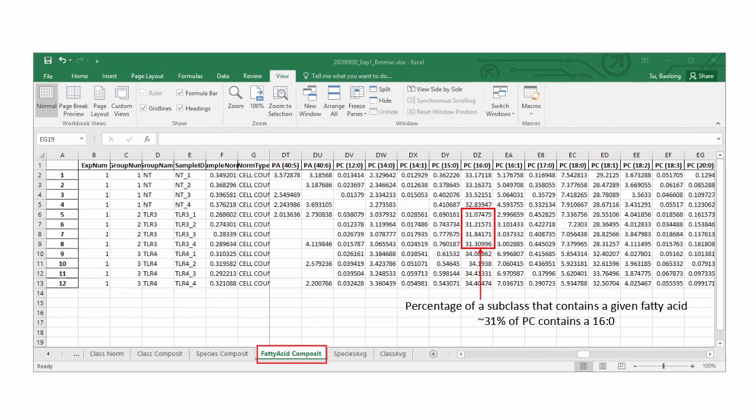Likewise, the Fatty Acid Composition tab calculates the percentage abundance of all species within a subclass that contain a specific fatty acid. As an example, 31% of all phosphatidylcholine measured contains a 16-0 in the TLR3 stimulated condition.